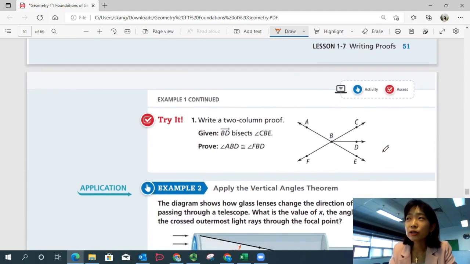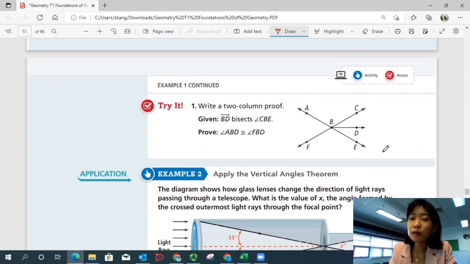All right, now it's your turn. Try number 1. Write a two-column proof by yourself. See if you can try by yourself with a given fact that ray BD bisects angle CBE. What are the facts that you know? What are the definitions that you know already in order to help you prove that angle ABD is congruent to angle FBD? All right, pause the video, come back when you're ready for answers.